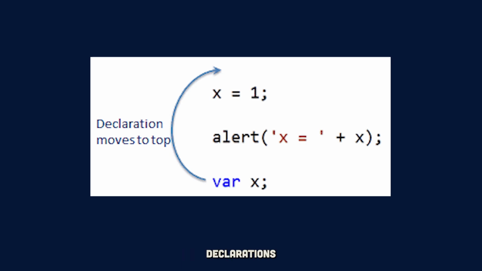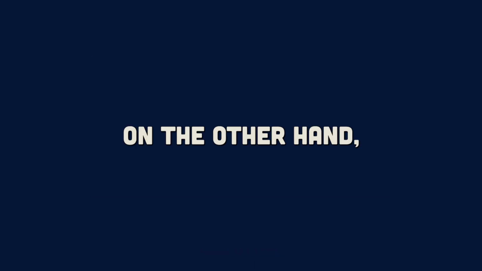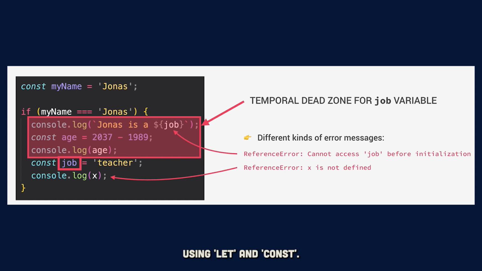So, to recap, hoisting moves variable and function declarations to the top of their respective scopes, allowing us to use them before their actual declarations in the code. However, their values are still undefined until assigned. On the other hand, the temporal dead zone occurs with variables declared using let and const. They can't be accessed until their declaration statement is reached.